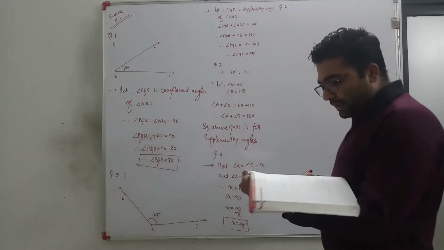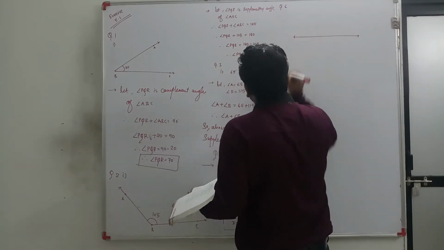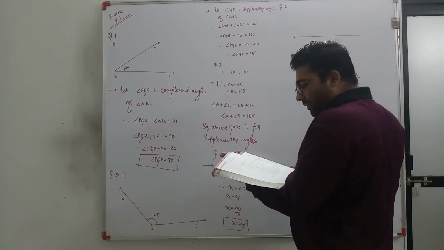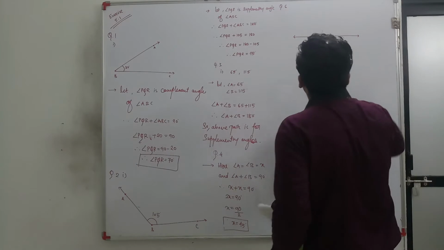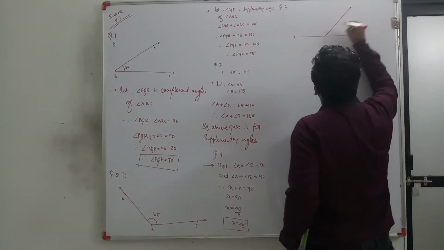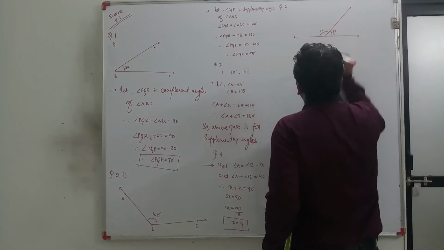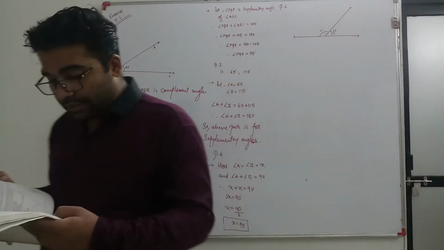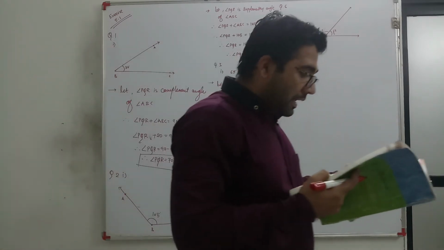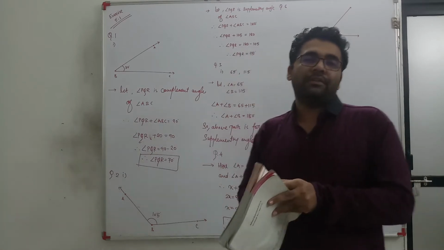In question number 6, it is said that in the given figure, angle 1 and angle 2 are supplementary angles. This one is angle 1 and this one is angle 2. These are the supplementary angles. Then what change occurs if angle 1 is decreased? What change should take place in angle 2 so that both the angles still remain supplementary?